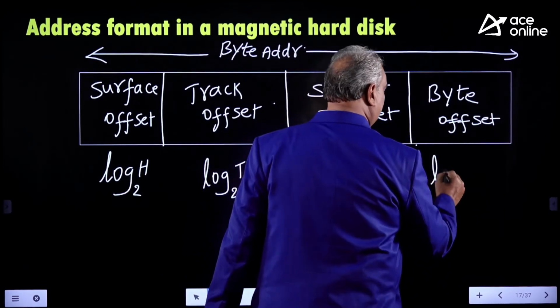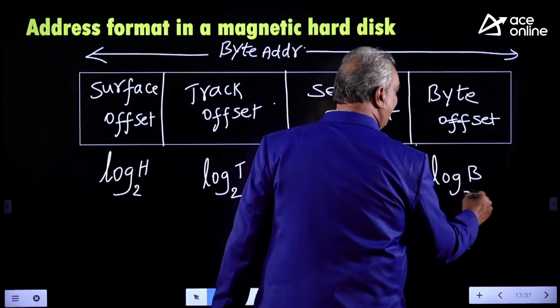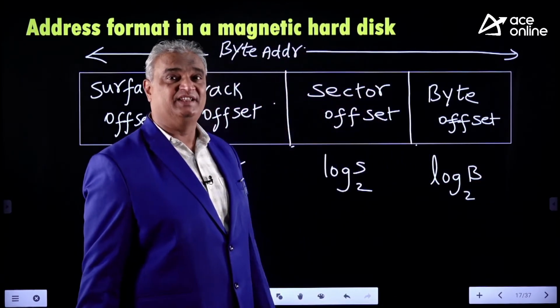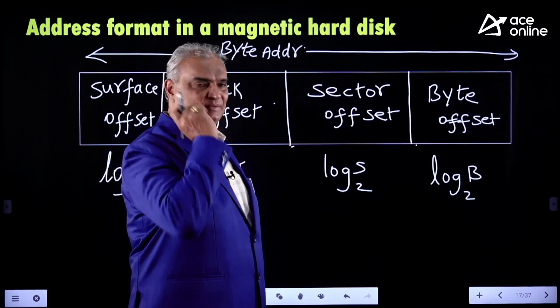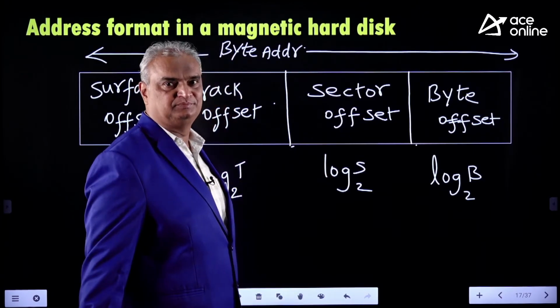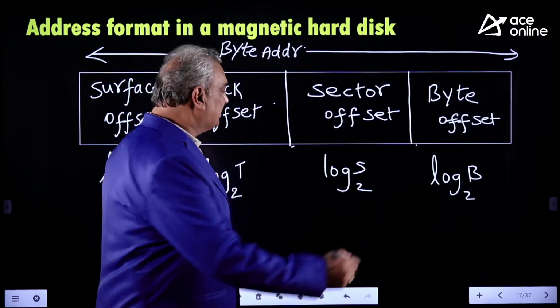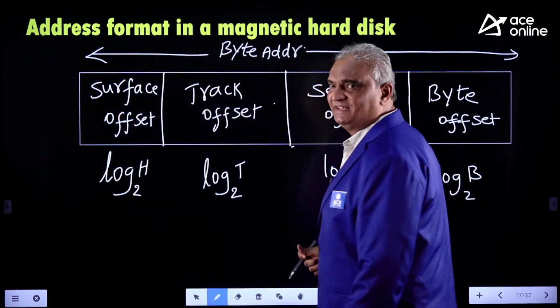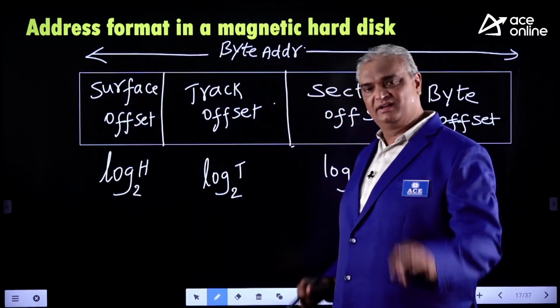Means log B. What does B tell? Number of bytes in one sector. It is the procedure. Okay. Sum of all these parameters is nothing but the address of a byte in the entire hard disk.